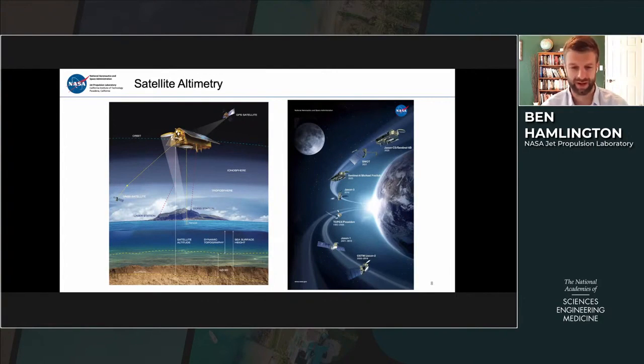From that, you can then get an estimate of sea surface height. So that's a really simple explanation. I'm leaving out some detail there, but that's really the core of how these altimeters are making measurements. And on the right there, I have the constellation, the core satellite altimeters that NASA has launched since 1992, starting with the Topex Poseidon, and then working up to the Sentinel 6 Michael Freilich satellite, which is going to launch again next week, next Saturday.